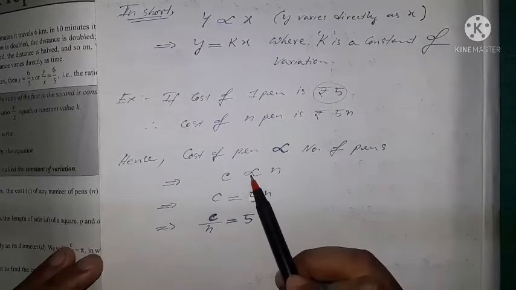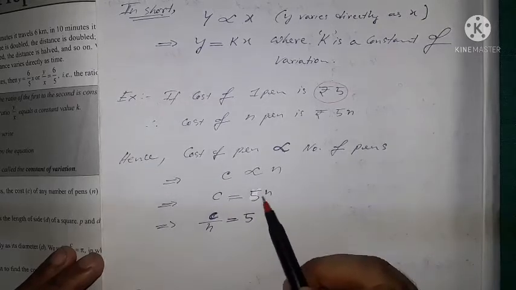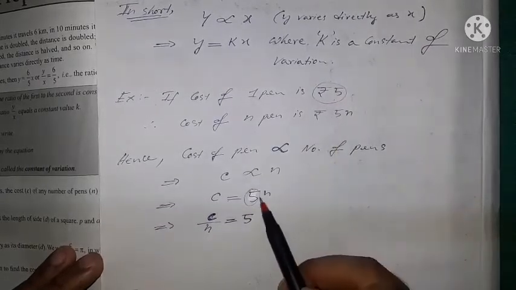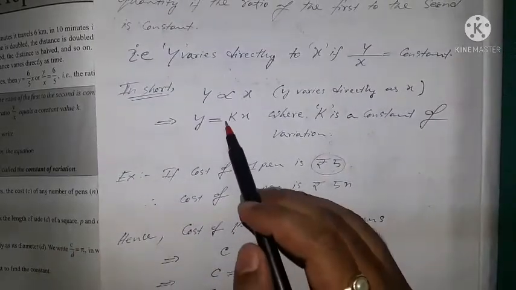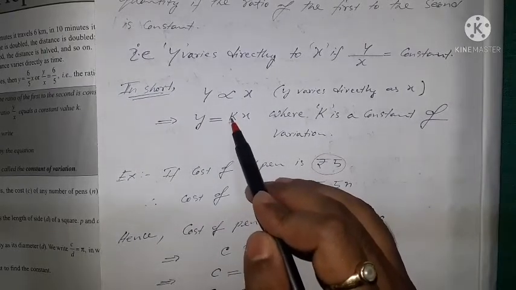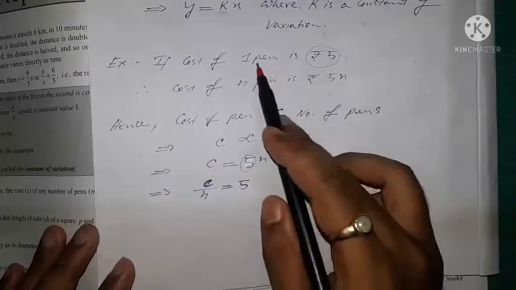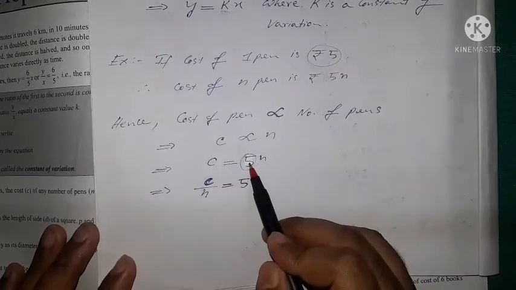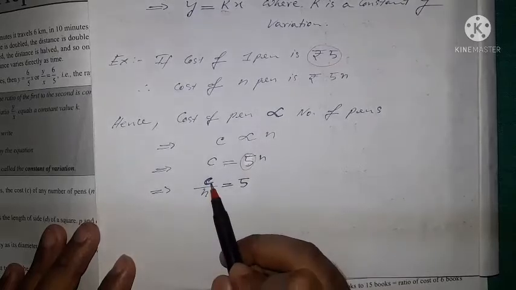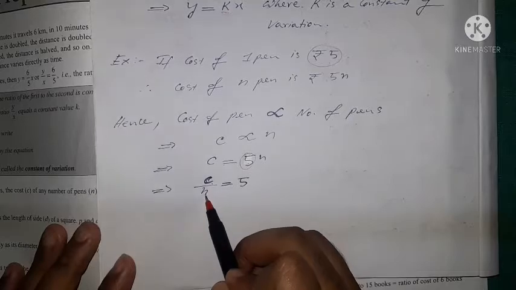As we know, if we replace this sign with the equal sign, we have to give one constant. Here we have taken the constant as 5 because the cost of 1 pen is 5. Since k is a constant, we can take any value of k, but here k is 5, so this 5 becomes the constant of variation. If n comes down, then c by n is equal to 5, where c is the cost of pens and n is the number of pens.